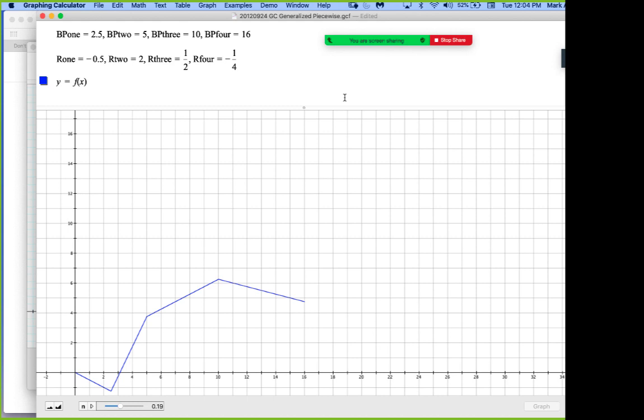So a couple things, let's see. Some of you are asking, do the breakpoints have to be negative? No, the breakpoints can all be positive and in this order. So 0 is less than breakpoint 1, is less than breakpoint 2, is less than breakpoint 3, is less than breakpoint 4. Okay, so make the breakpoints all positive and each one greater than the previous. And then the rates can be anything, positive or negative.